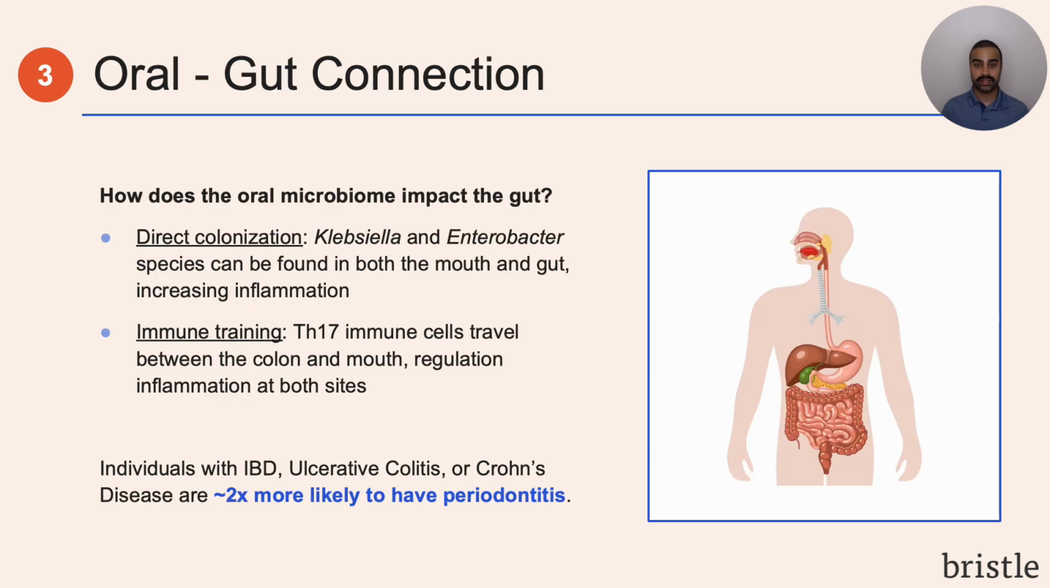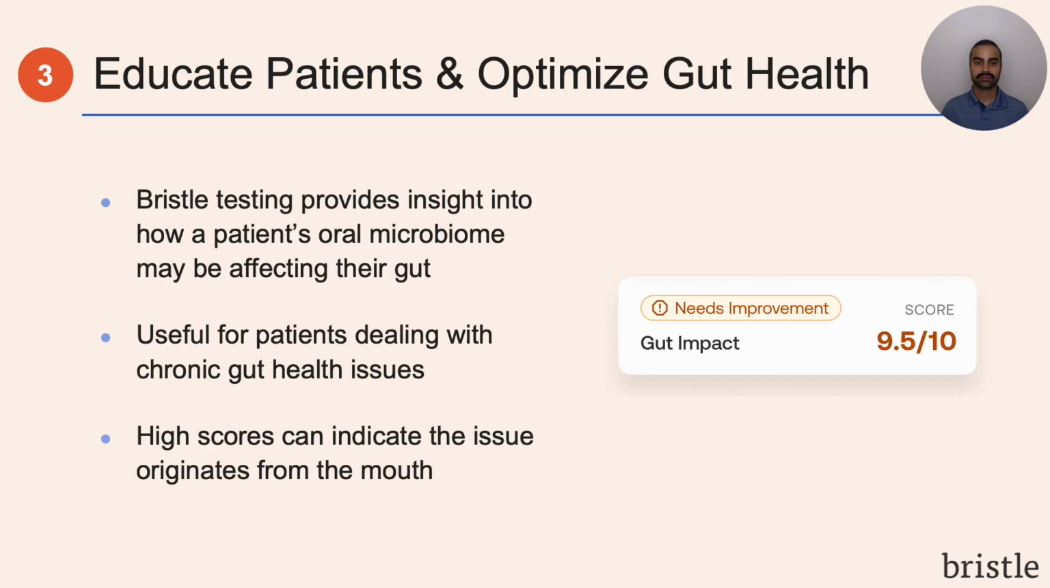The second wellness insight we provide is for gut health. The oral and gut microbiomes are directly connected. Some species like Klebsiella can travel from the mouth to the gut and trigger inflammation. And there's also immune signaling between the two sites. In fact, patients with IBD or Crohn's are actually twice as likely to have periodontitis.